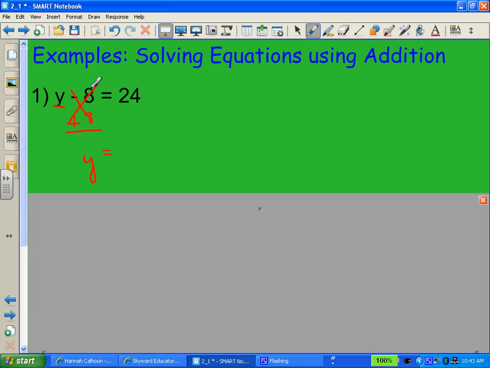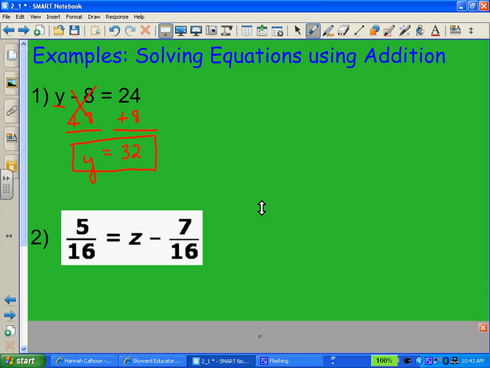Again, remember the rule that whatever we do to one side, we have to do to the other. Since we added 8 here, we have to add 8 here. So 24 plus 8 is 32. Now I have the variable isolated, and I have my answer. This is exactly how you would show your work. A lot of people like to say, well, I can just do that in my head, I know the answer. That's great, I'm happy for you, but I still need to see your work.